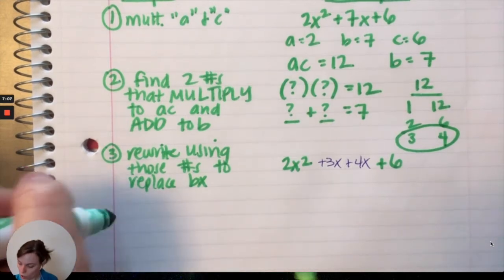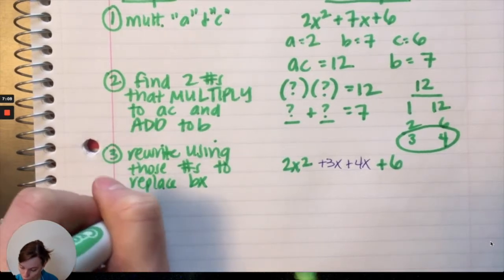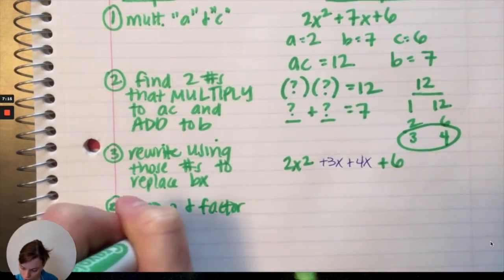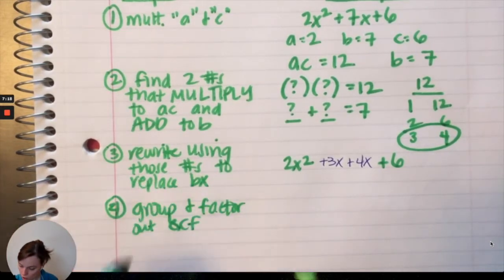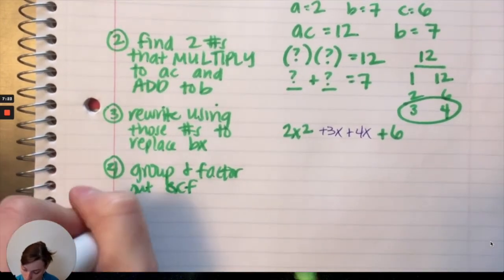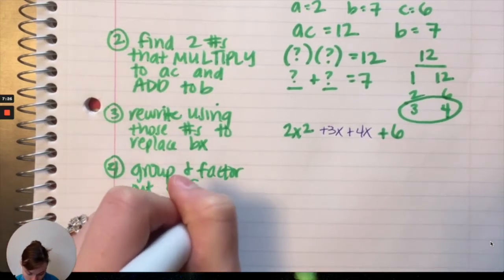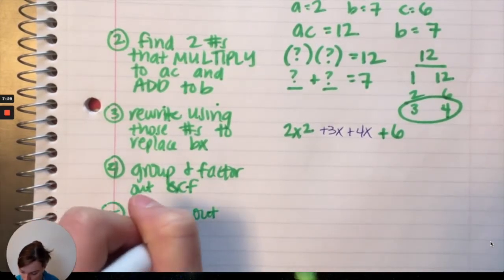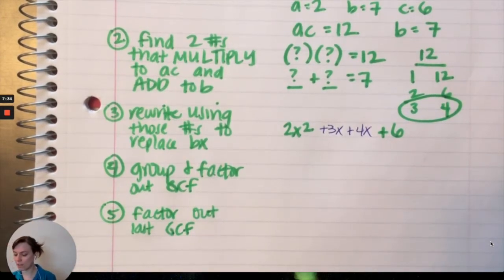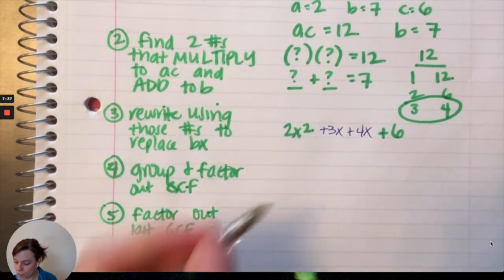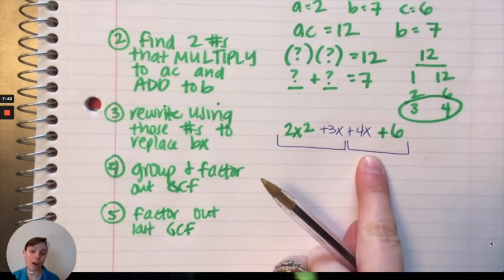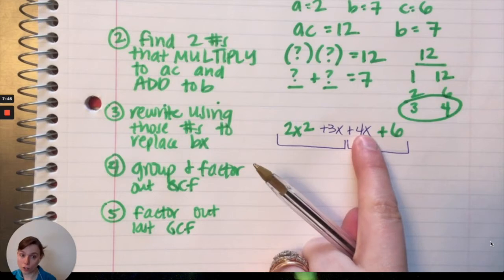So now we are going to actually group and factor out the GCF. And after that, I want to also say, we are going to factor out the last GCF. So you have to factor out your GCFs. That's why we did page 49 of notes first, because we're going to factor this out twice. So this is our first group, and this is our second group. Notice this positive goes with that 4x. Okay, so if it's a negative, that also goes with the 4x.